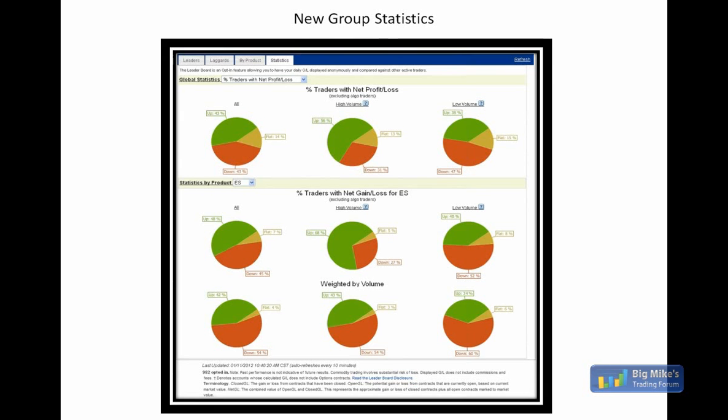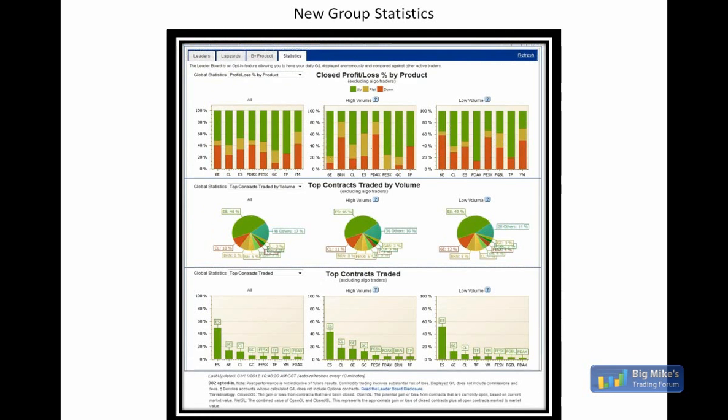I think the difference between the top and the bottom is that the bottom set of 3 are weighted by volume. So those traders that do a lot of volume have a larger weight in the pie chart. This is combined with the next page here, and it can give you a good look at how the group is doing on the day.